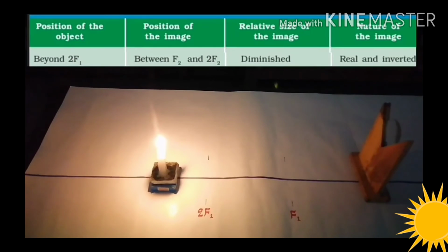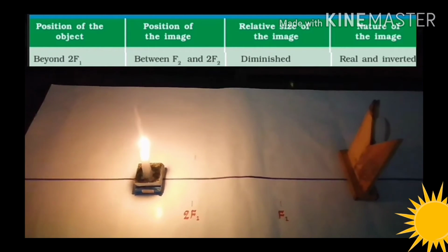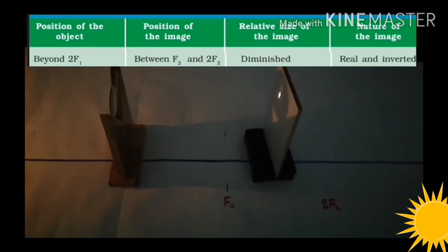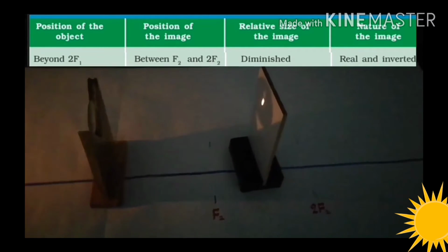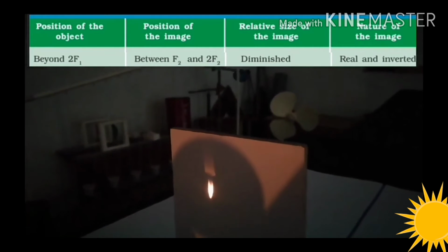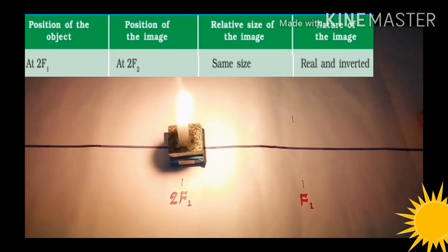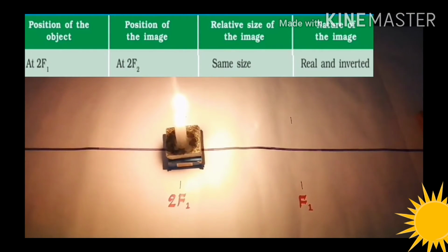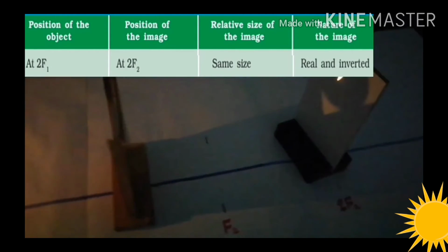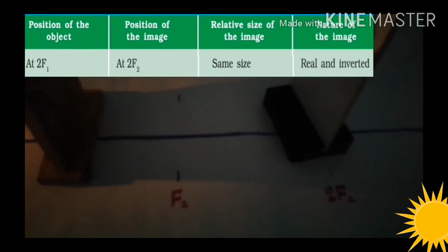When the object is beyond 2f1, then the image formed is between f2 and 2f2, and the size of the image is diminished, and the nature of the image is real and inverted. When the object is at 2f1, the image formed is at 2f2, and the relative size of the image is the same as that of the object, and the nature is real and inverted.